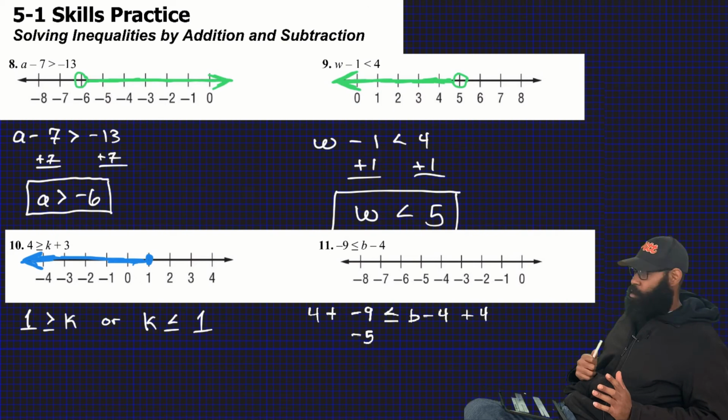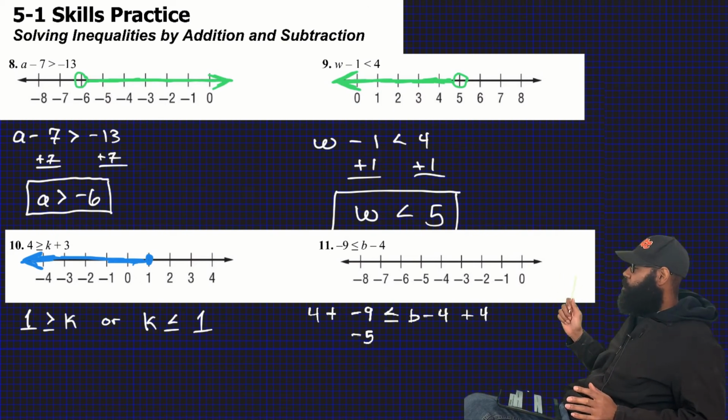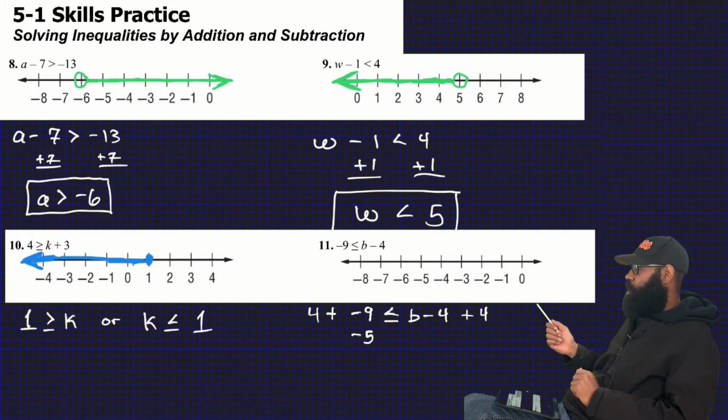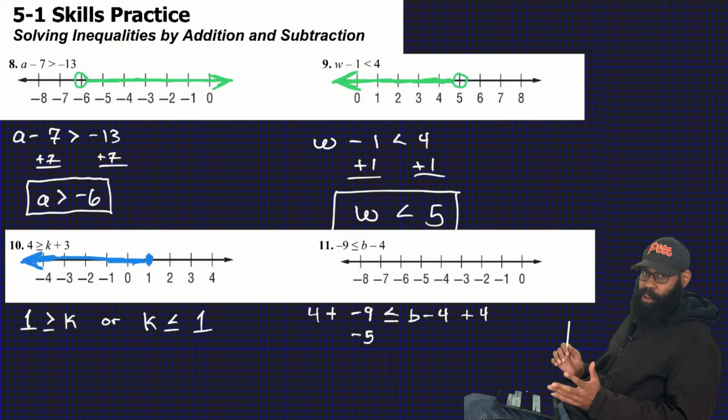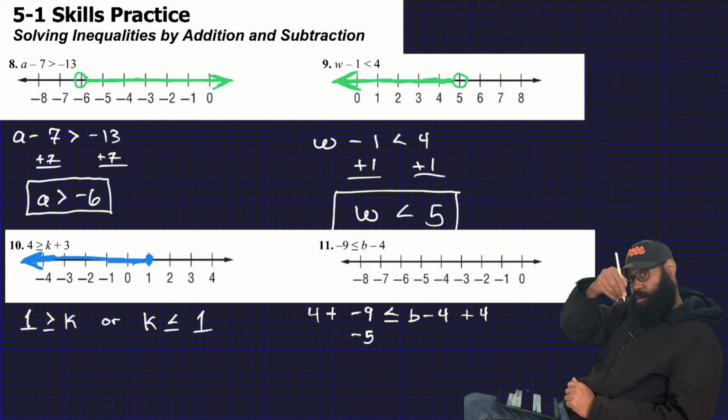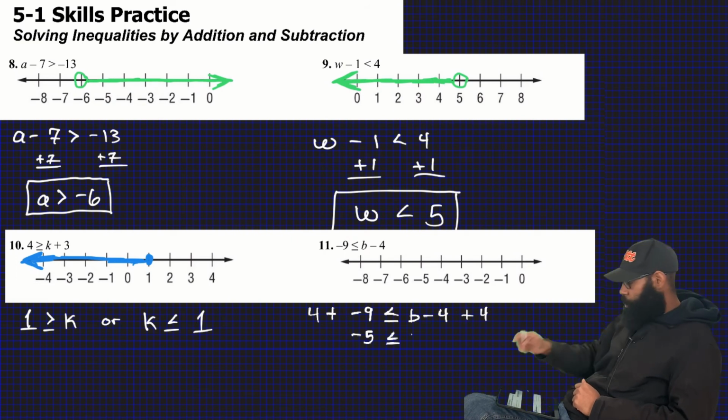Just read it, and you'll see me read. 1 is greater than or equal to k, or k is less than or equal to 1. So watch when I get to 11. Again, I'm going to show you how to solve it a little bit faster. So play.